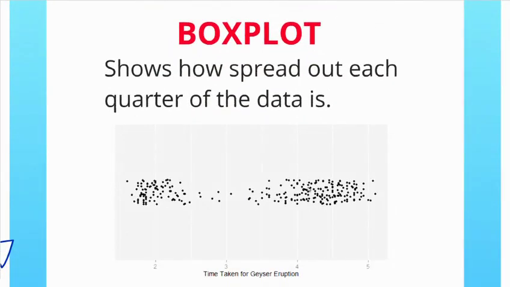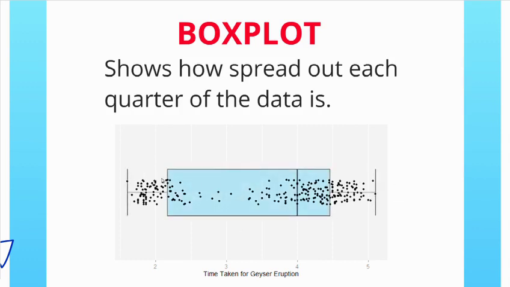A box plot, on the other hand, shows how spread out each quarter of the data is. So here's my scatter plot. What I'm going to do is draw some lines that divide that data into quarters. So I'm going to start from the left, and once I get to a quarter of the dots, I'm going to draw a line, and I'm going to move along, and once I get to half the dots, I'll draw a line, and once I get to 3/4 of the dots, I'll draw a line, and then I'll draw one at the end. And that's what a box plot is.